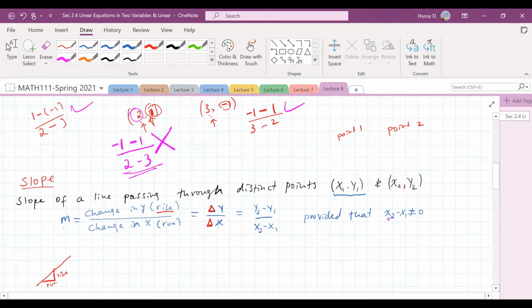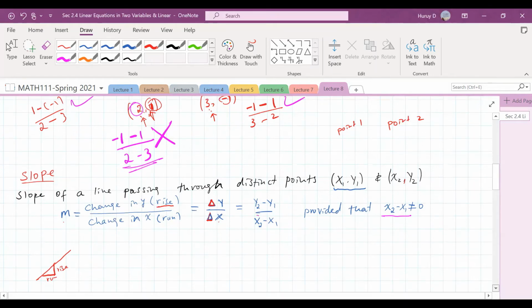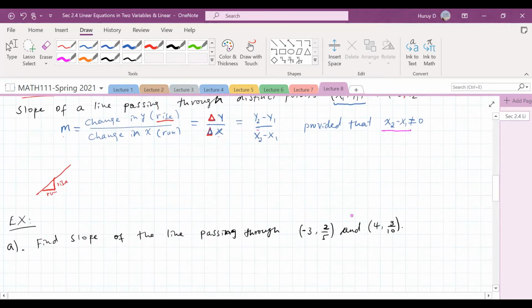All right. And here we say x2 minus x1 should not be equal to 0. We want it to be different from 0. And why is that? Because if this is 0, then it becomes undefined. And that's why we always put a restriction.